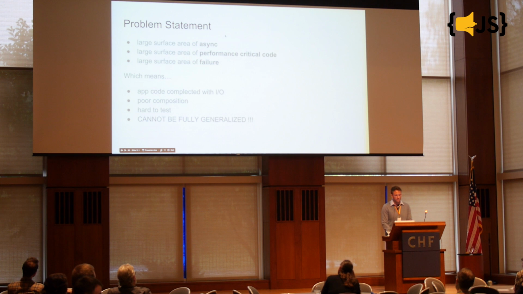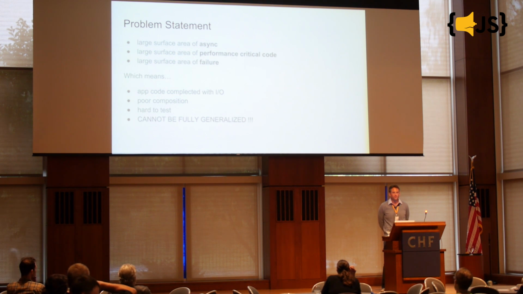So that leads us to our problem statement. When we write code on the front end and on the back end, there's a large surface area of asynchronous code, because at any point, maybe the user is going to click on something else and need to load more data. Now, anywhere where the front end is making a network request, that's also performance critical. A network request could take a lot of time.